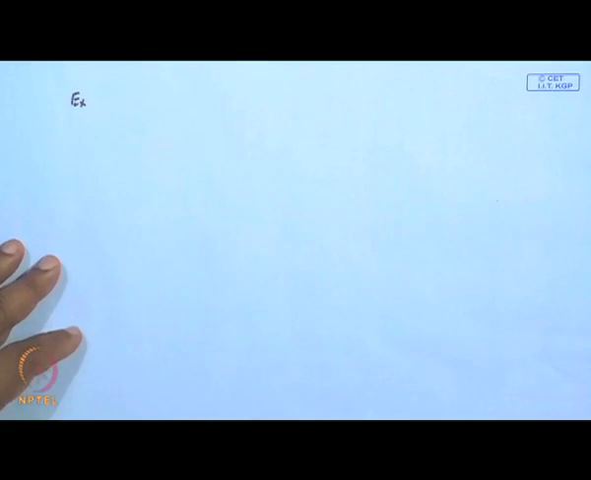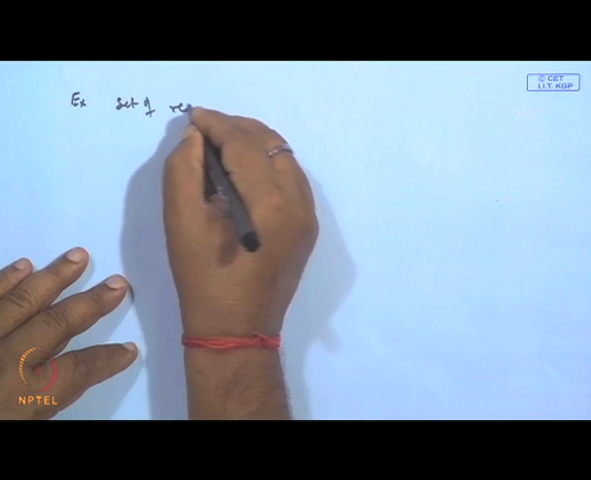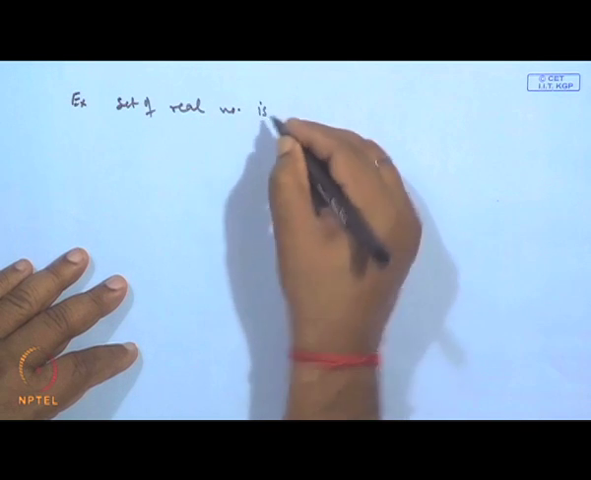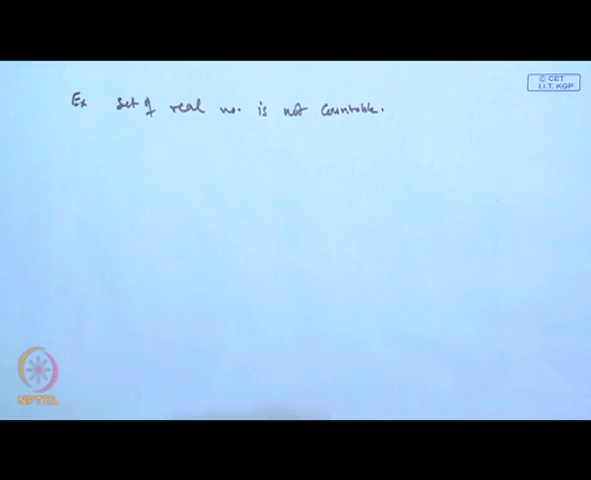Now, one more example which we will deal with is the set of real numbers, countable or otherwise. As we have seen, the interval (0,1), the set of real numbers, is not countable. Now, this we will prove by using the decimal expansion.